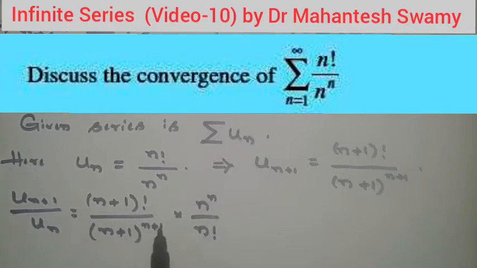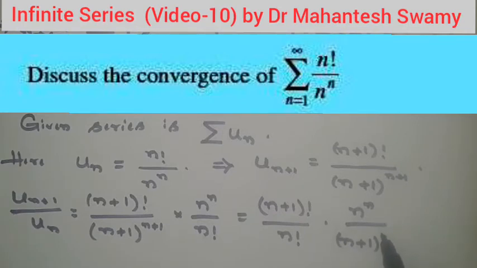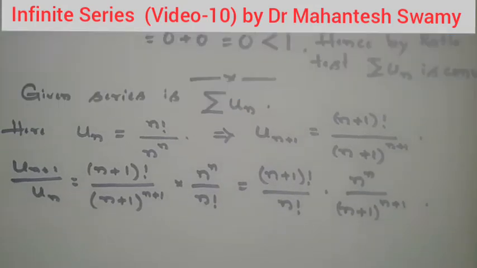So now we have to simplify this by considering the group of similar terms together. So first let us take the factorial terms. So it is n plus 1 factorial divided by n factorial we have taken together, and here n to the power n divided by n plus 1 whole to the power n plus 1. Let us keep it as it is right now. So we have kept it like this.